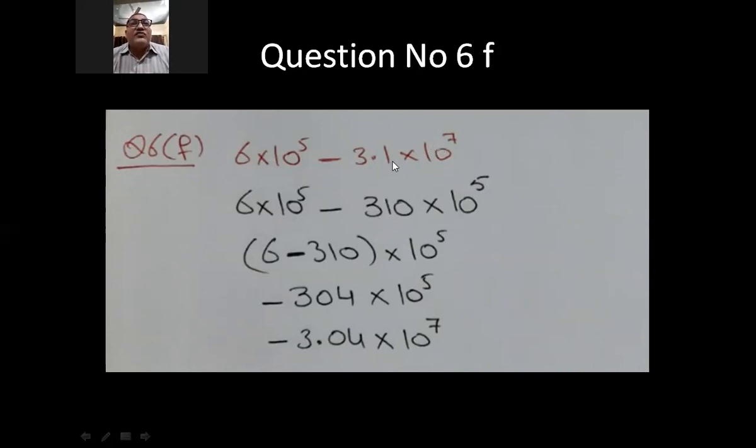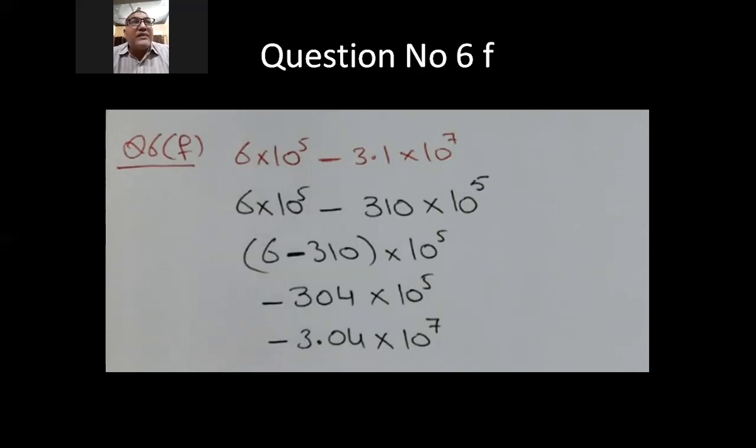And here, when you move the decimal to the right two steps, from this 7 you subtract 2. So you will have 10 raised to the power 5. Now you can take the 10 raised to the power 5 common. So in the bracket, you will have 6 minus 310. So that will give you minus 304 expo 5. So minus 3.04 expo 7.